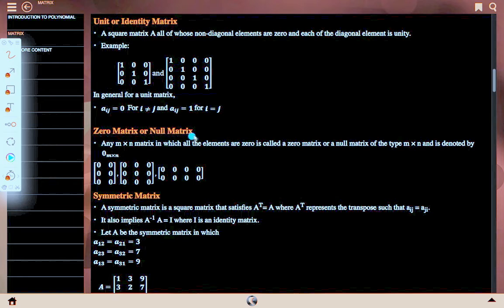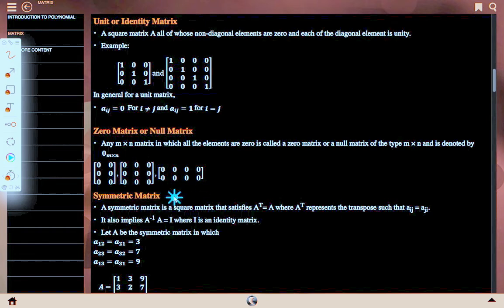Zero matrix or null matrix. Any m into n matrix in which all the elements are 0 is called a zero matrix or null matrix of the type m into n, and is denoted by 0 m into n. Here everything is 0, in every row and column.